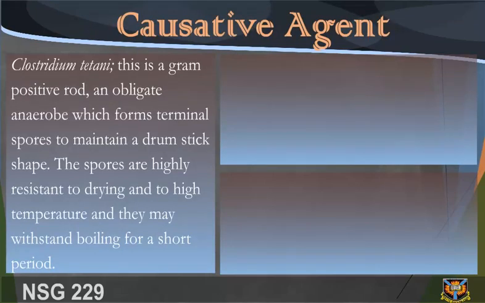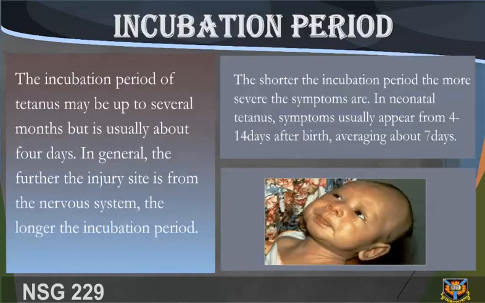Causative agent. Clostridium tetani. This is a gram-positive rod, an obligate anaerobe which forms terminal spores that give it a drumstick shape. The spores are highly resistant to drying and to high temperature, and they may withstand boiling for a short period. Incubation period. The incubation period of tetanus may be up to several months, but is usually about 4 days.